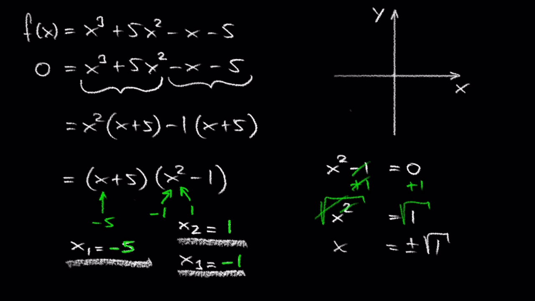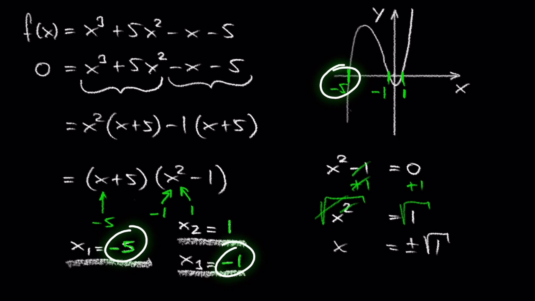By the way, the graph of this function looks like this. We see that each zero is an x-intercept. The graph passes through the points (-5, 0), (-1, 0), and (1, 0).